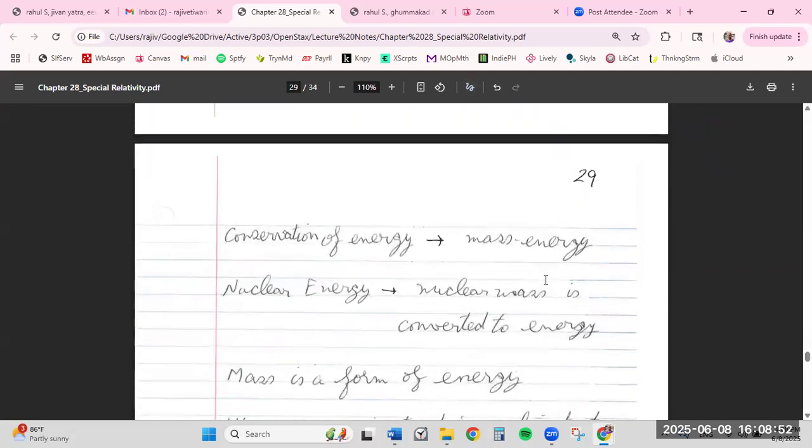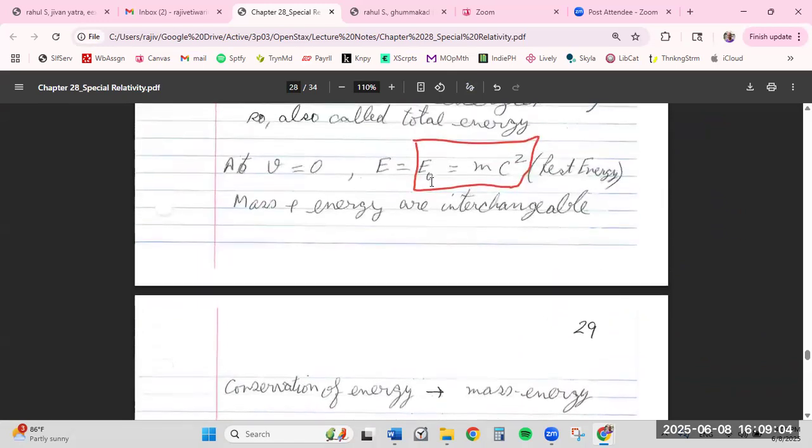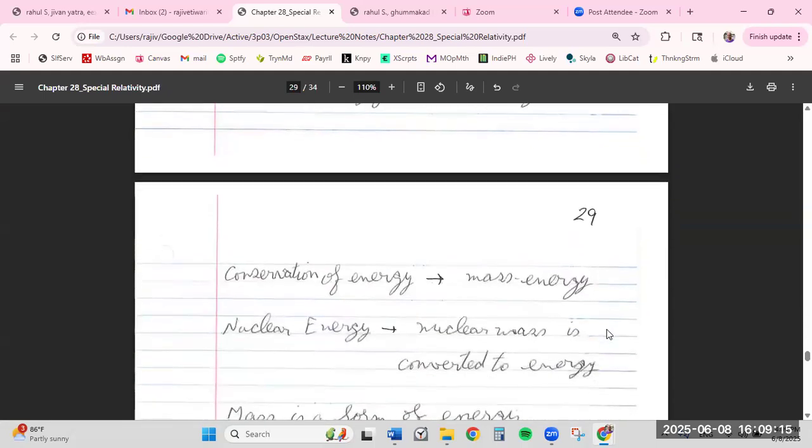In classical physics, we talked about conservation of energy, whereas now we want to expand that and talk about conservation of mass energy, not just energy, but mass energy. So energy and mass can be converted into each other, but if you take the total of mass and energy, then that total remains constant, it remains conserved.